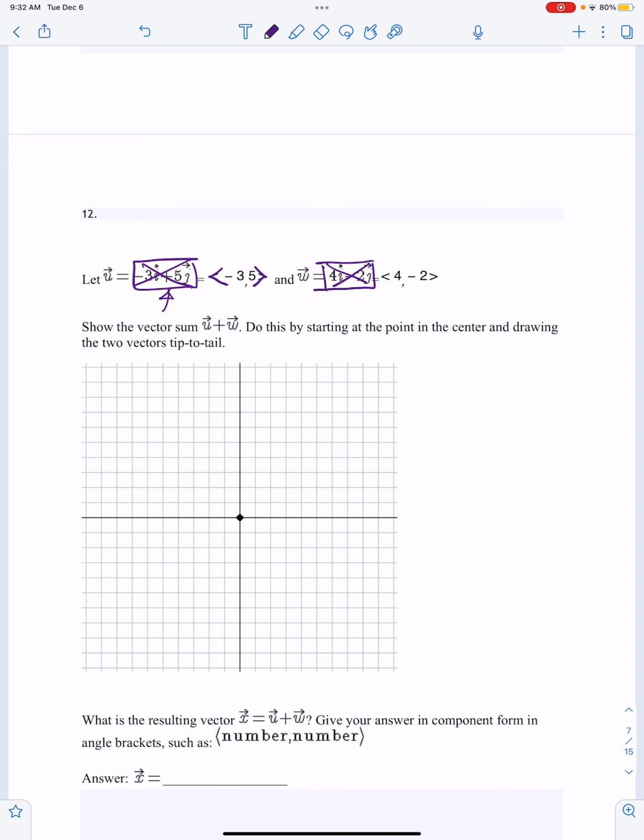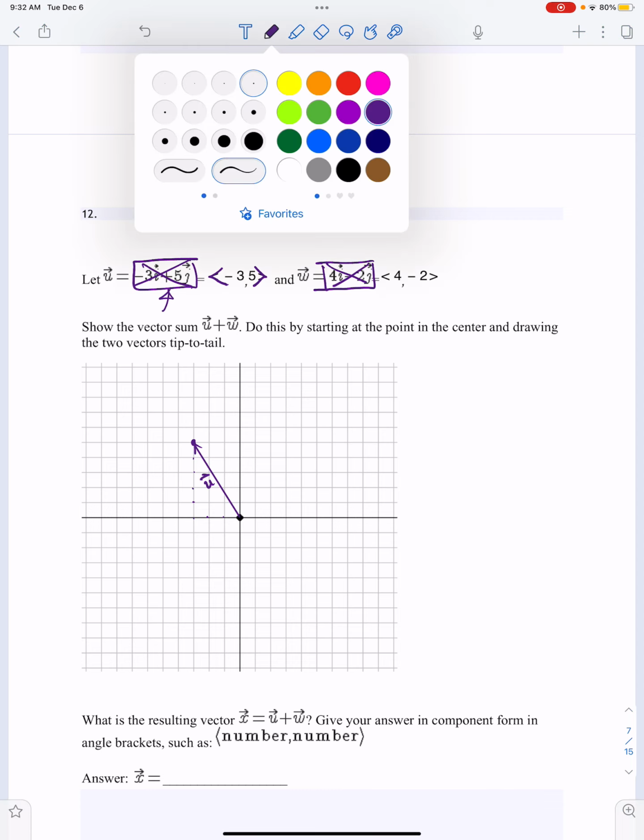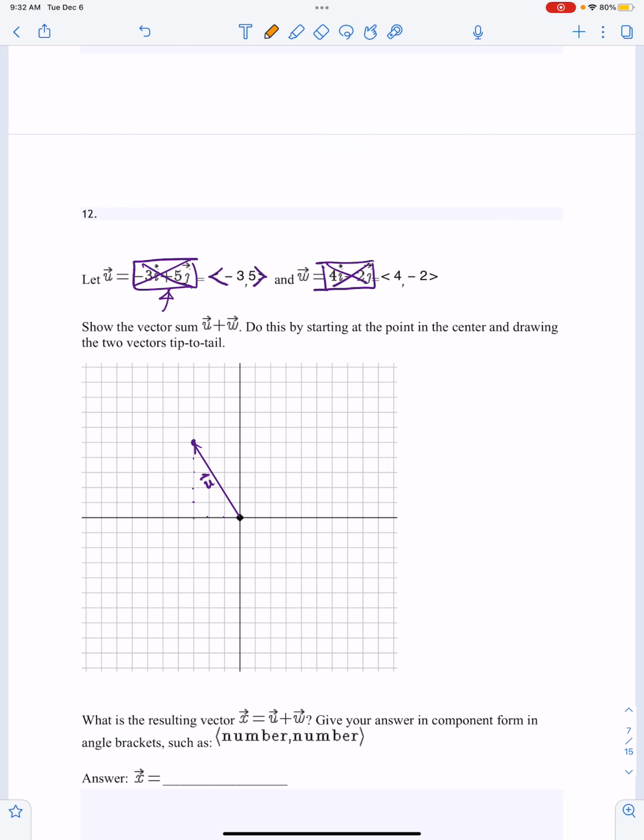Now, to graph the vector u, it is negative 3, 5. So you go negative 3 to the left and 5 up. So 1, 2, 3, 1, 2, 3, 4, 5, and that is the end of it. So you're going to draw the first vector. That is my first vector. This is u.